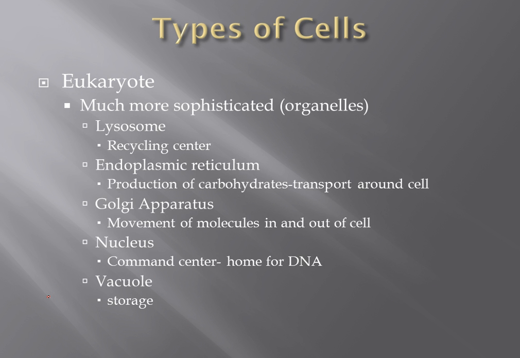Eukaryotic cells, on the other hand, are much more sophisticated. There is a nucleus. There are sophisticated organelles such as lysosomes, endoplasmic reticulum, Golgi apparatus, nuclei, and vacuole. I will let you guys read through this. Again, you should still have your notes from last year. Please review the organelles and what they do.